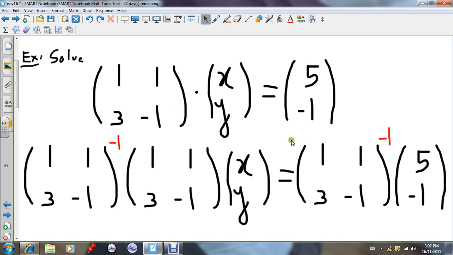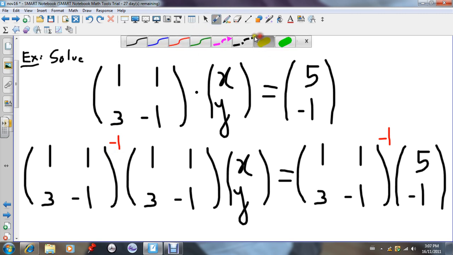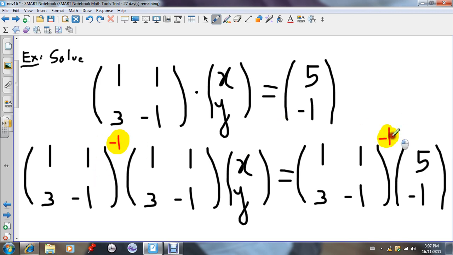Now, you'll notice here down the bottom, I need to get rid of this coefficient matrix. How do I do it? I multiply it by its inverse, and the inverse is right here. But whatever I do to one side, I have to do to the other side. And it's very important that you note this.